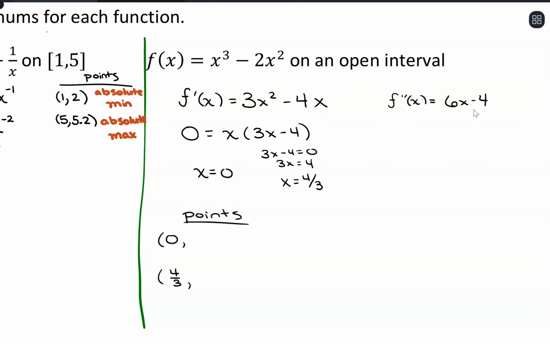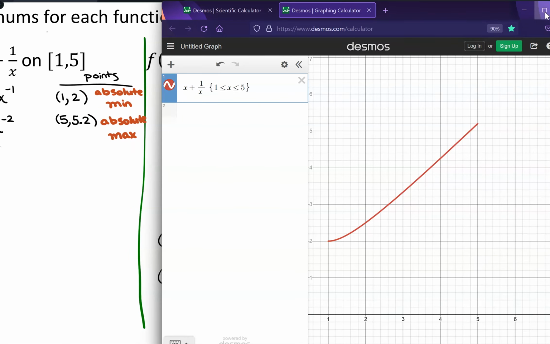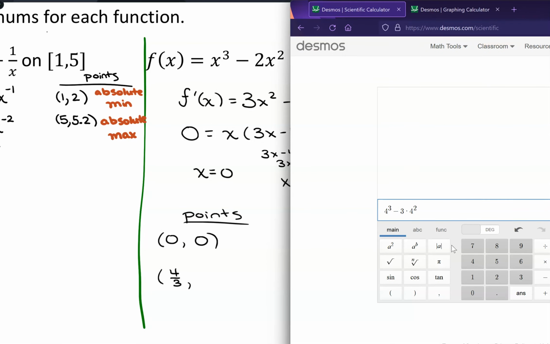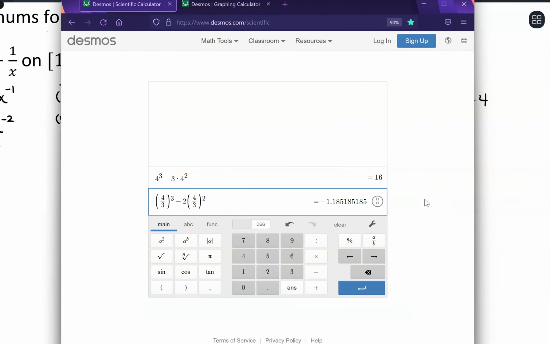If we plug in x equals 0 into our original function, we're going to get 0 out. If I plug in 4/3, and I do want the coordinate here, I'm going to have the calculator help me with this. I don't want to do those fractions. All right, x cubed, so we're going to do 4/3 cubed, and minus 2 times 4/3 squared. And we get this negative 1.85.